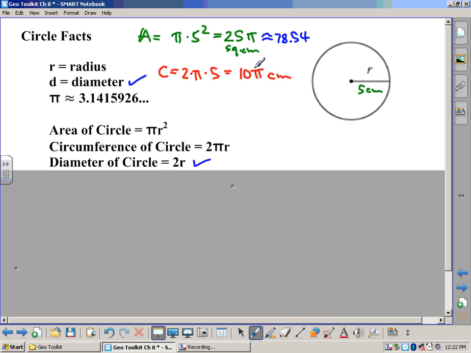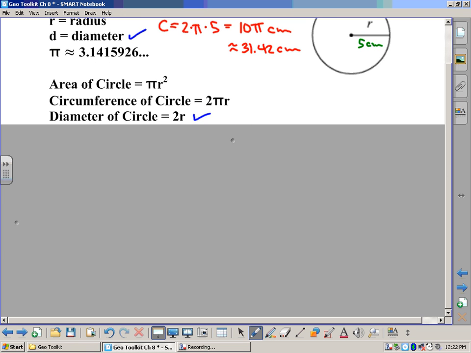Once again, that's pi form, 10 pi. You can leave it like that and that's just fine. But if you were to go ahead and multiply out 10 times pi, grab your calculator, you would get approximately 31.42 centimeters. So that's decimal form, and here we have pi form. Either one is acceptable, but sometimes we only ask for pi form, so make sure you leave it as some number times pi.